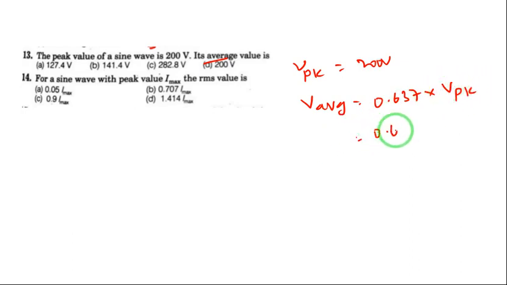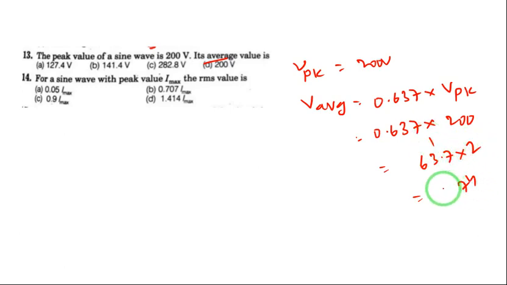So if you simplify, what you will get? 0.637 into Vpk, that is 200. Simplify this, how much you will get? 63.7 into 2, that is how much you will get? 2 7s are 14, 7, so 127.4 you will get.